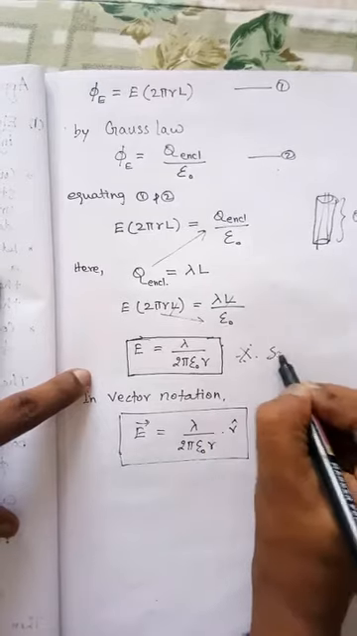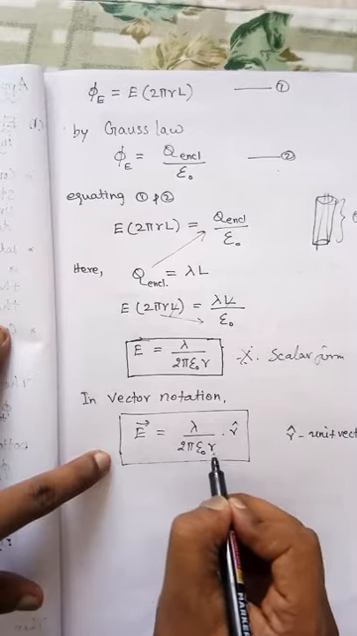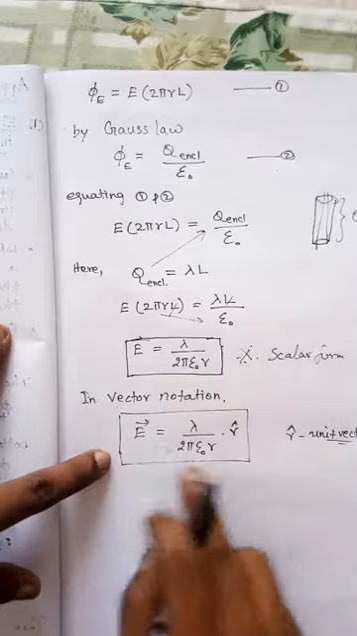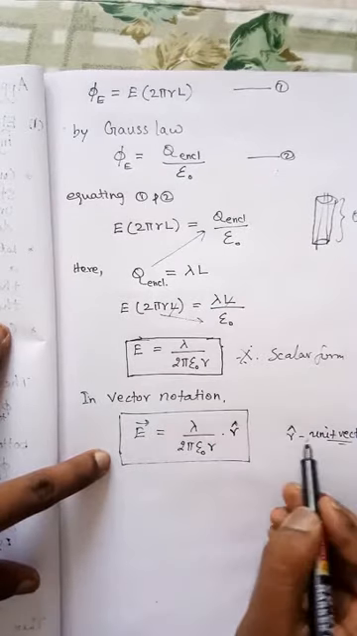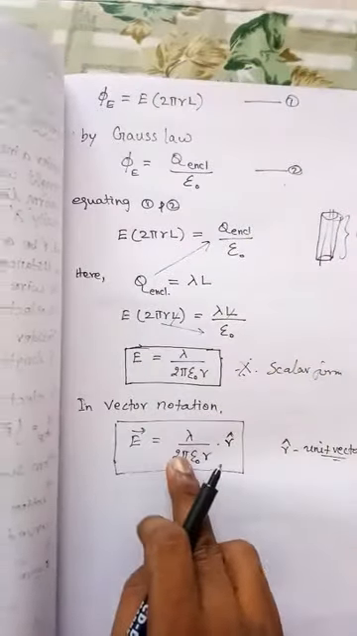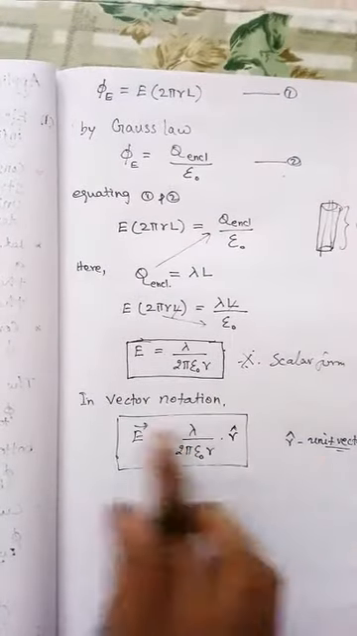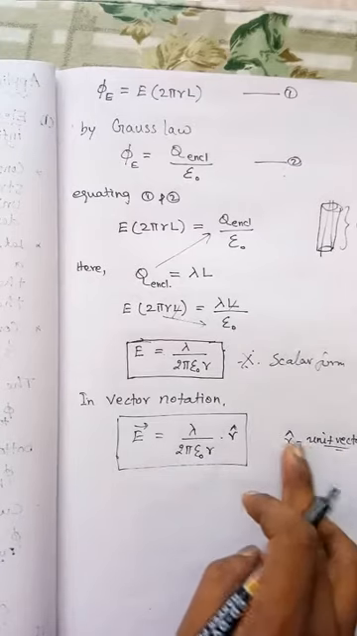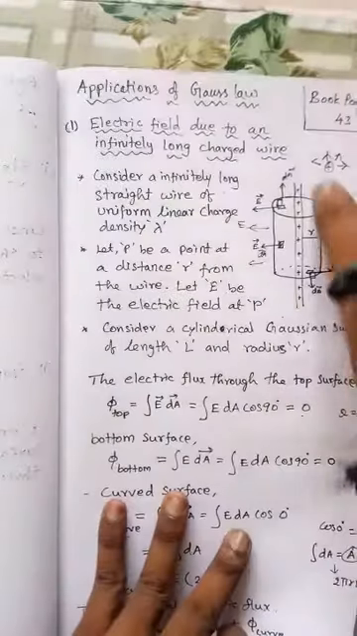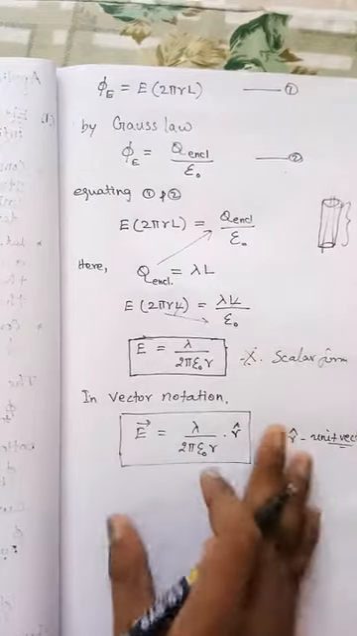This is the scalar form. In vector form, it is lambda by 2 pi epsilon naught r into r cap, where r cap is the unit vector in the particular direction. Here the value is positive, which means the wire has positive charge. Suppose it is a negative charge, then your answer will become negative. So plus is the positive direction only, and for a negative charge you will get minus. That is the direction of the electric field.